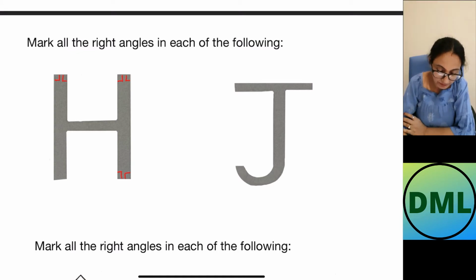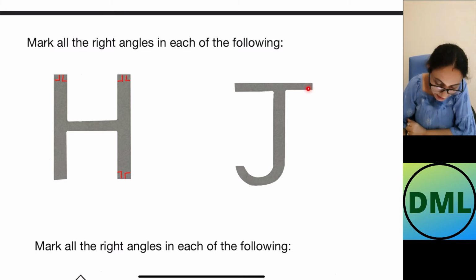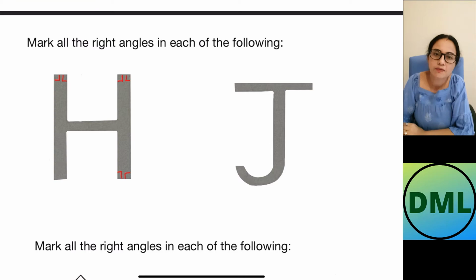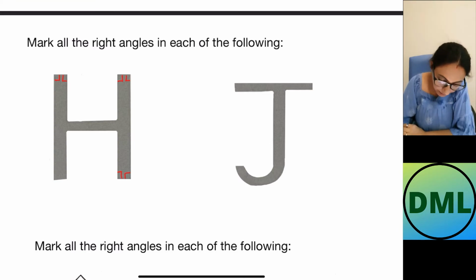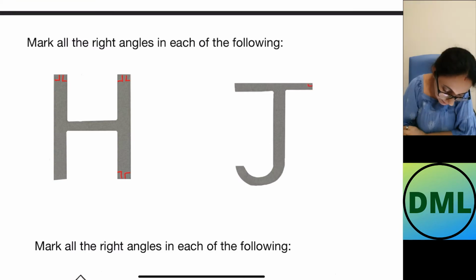Let's see the next figure we have. So this is J we have. I need to mark all the angles which are right angles. That means 90-degree angles, so lines should be perpendicular to each other. As we can see, here this line is perpendicular to this line. This line is perpendicular to this line. This line is not perpendicular to this line because this is slightly tilted. Let's mark the 90-degree angles inside that. This is my right angle. This is my another right angle here.